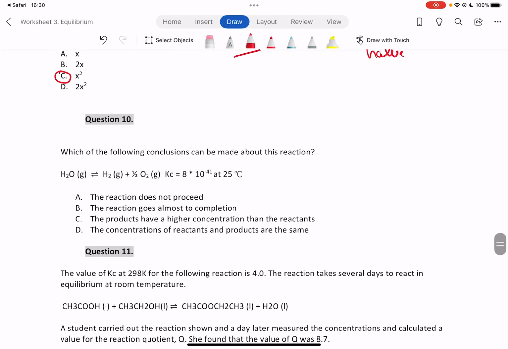The next question, which of the following conclusions can be made from this reaction? We take a look at this number, Kc. Again, Kc is products divided by reactants. 10 to the power minus 41 is a very small number, which means that our reactants are more than the products, so we can deduce from here that the reaction does not proceed.